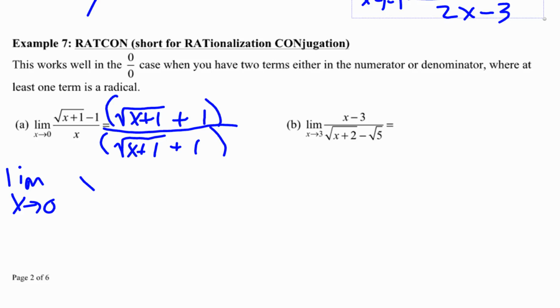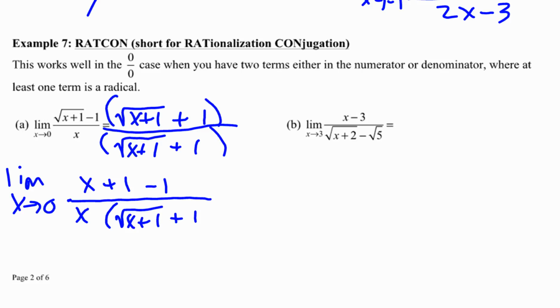We get x plus 1 minus 1 on the numerator. Hopefully you'll see that'll cancel out with the x in the denominator. And I'm just going to leave this. Why multiply it out? The plus 1 minus 1, well, that's 0. X over x, that makes it 1 over this bottom function. Now plug in 0, and you get 1/2.